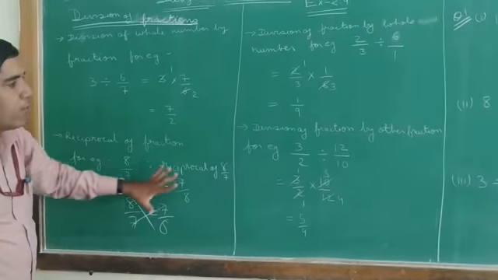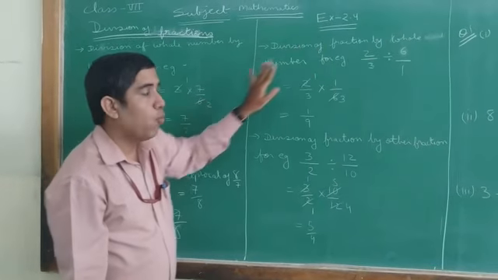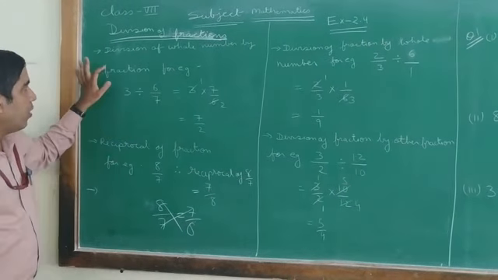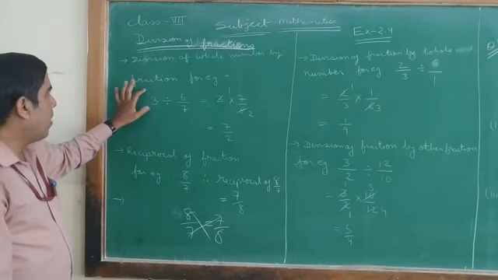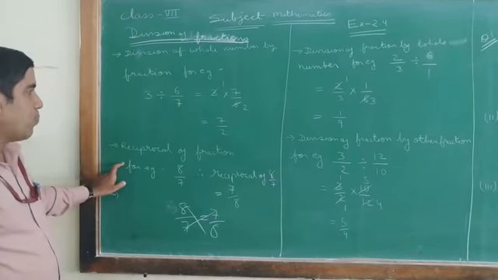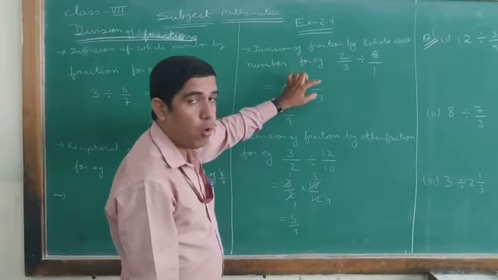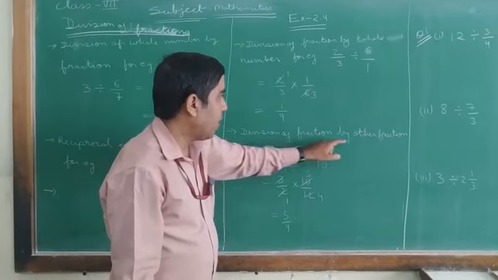These 4 points I am going to use in this Exercise 2.4. So please be clear on these points. The first point I discussed with you is division of a whole number by a fraction. Second point, reciprocal of a fraction. Third point, division of a fraction by a whole number. The next point, division of a fraction by another fraction.